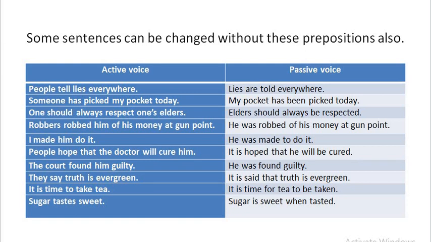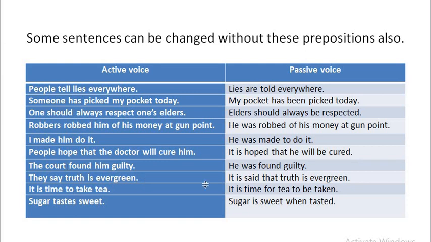I made him do it. He was made to do it. People hope that the doctor will cure him. It is hoped that he will be cured. Since people is a vague pronoun, just drop it. You have not used this as object. The court found him guilty. He was found guilty. All right, because court found him guilty. He was found guilty is more appropriate because you know that only court can say whether you are guilty or not. So this is not required at all.